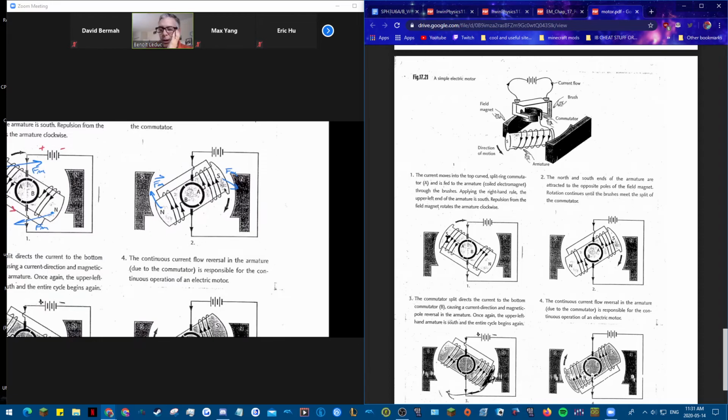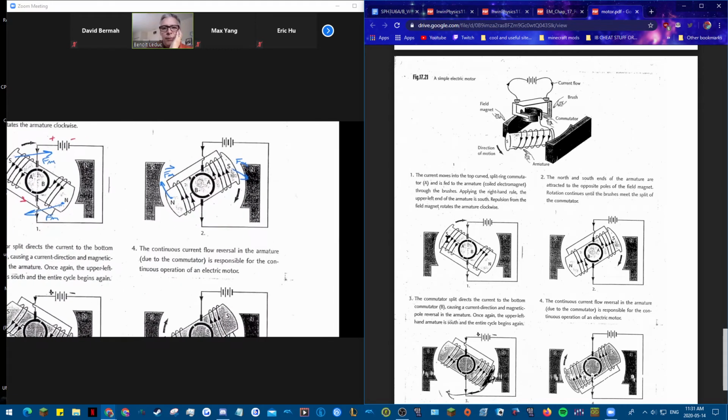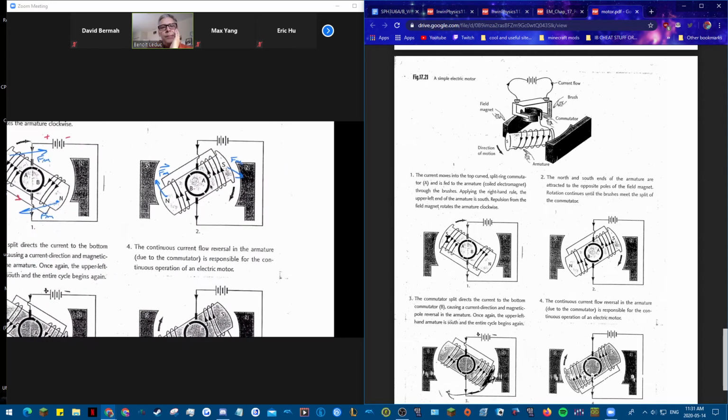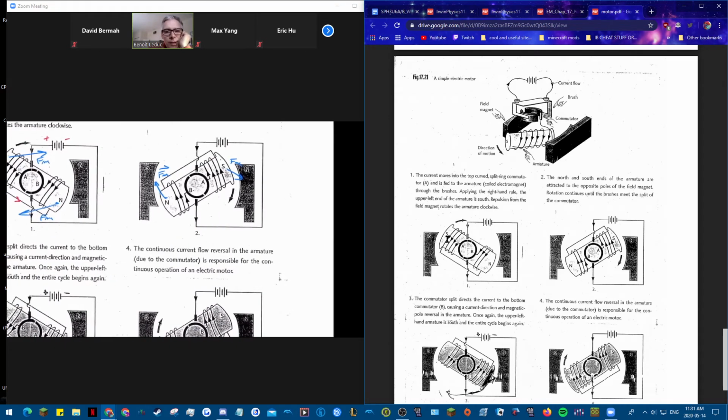Okay, the problem comes if it goes past the horizontal. If the current in the coil stays the same as it goes past the horizontal, so if the coil is like this, I'm going to erase this in a second, but if the coil were like this now and the current did still go in the same direction, this would be south still, right? But here you have north.